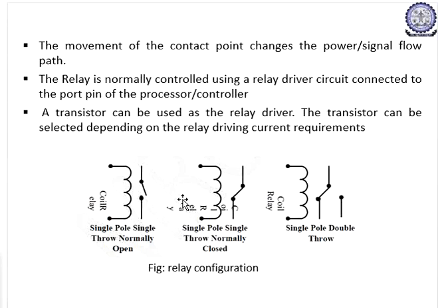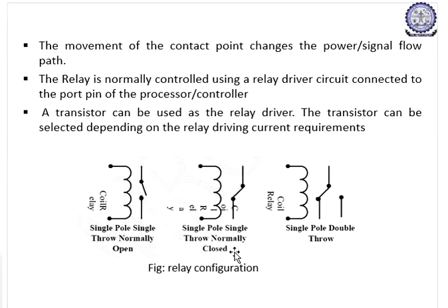Now there are various types of relays, which are nothing but relay configurations. Single pole, single throw: normally it will be in the open state. The single pole, single throw configuration has only one path for information flow. Here this will be either open or closed. This is called single pole, single throw. Normally it will be closed here.